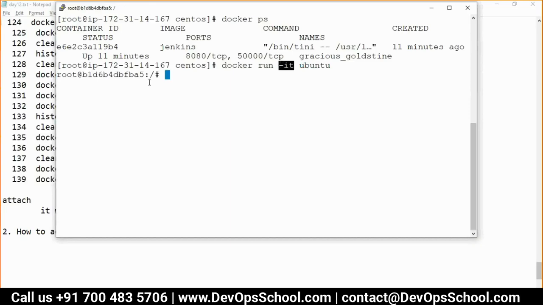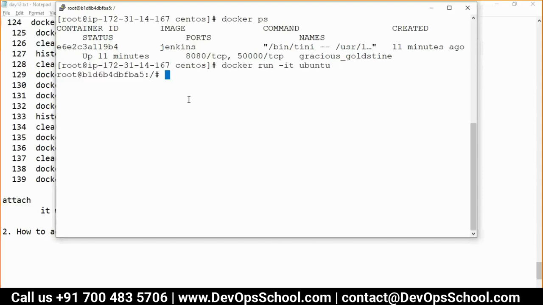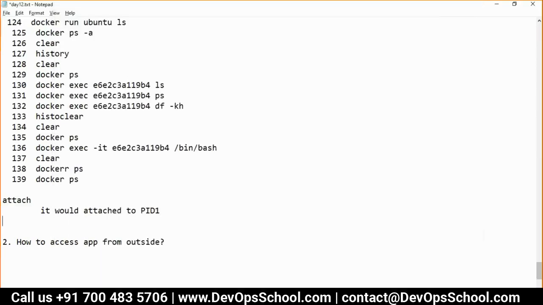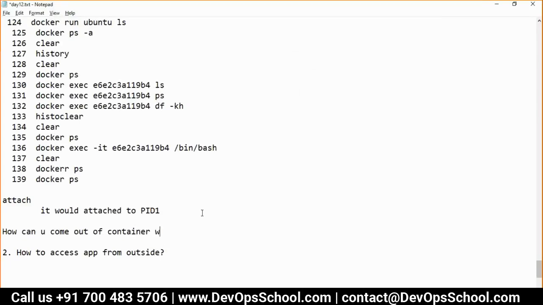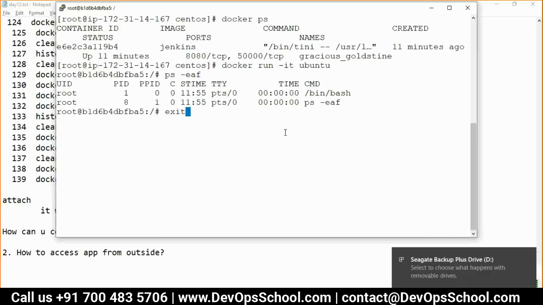See here, where are you right now? Interactive. You are inside a container. You see it's running. Now, the question is, how can you come out of the container without exiting? When I say exiting, that is a very important statement. Why? Because if I do exit, you know what will happen. What will happen? Any idea?